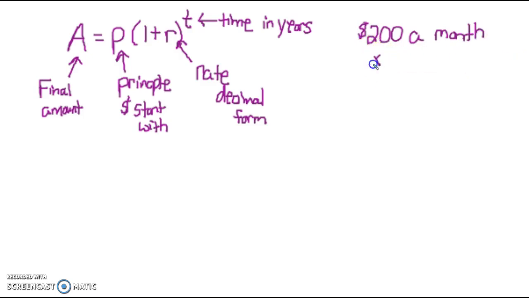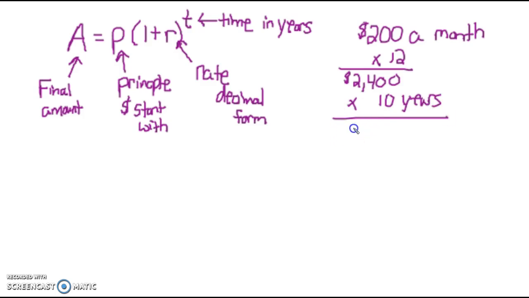So we take our 200 multiplied by 12. That's giving me what? 200 times 12 is giving me my $2,400. And then we multiply that by our 10 years. So we're at $24,000. So this isn't taking into account all of the interest that you would accrue.